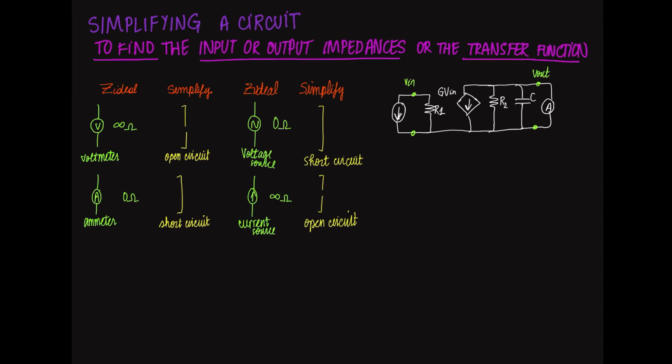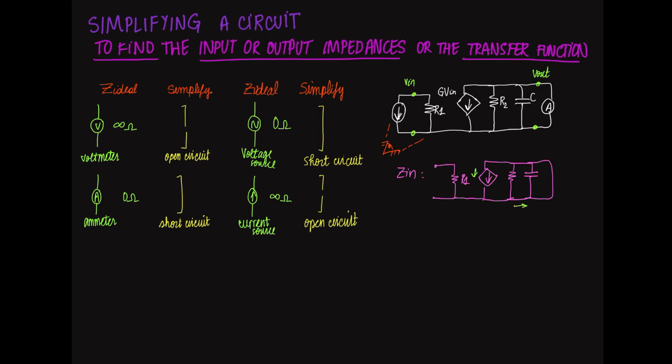Remember that to get the input impedance, we are looking at the circuit from the input perspective. And to get the output impedance, we look at the circuit from the output perspective. From the input perspective, we get the first resistor, the dependent current source, the second resistor, the capacitor, and because of what we have learned, to the left, a short circuit.